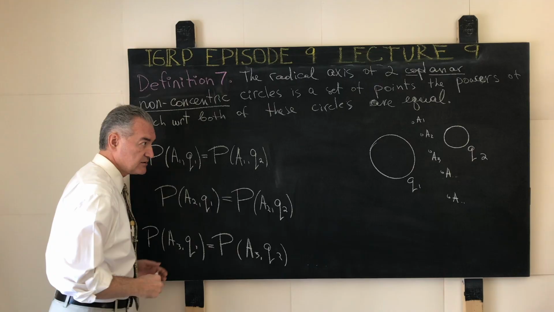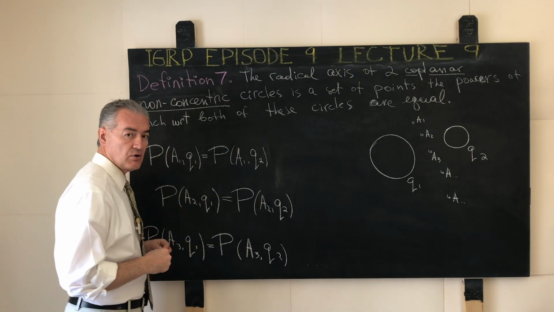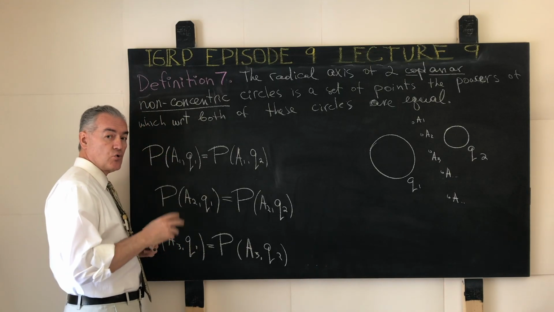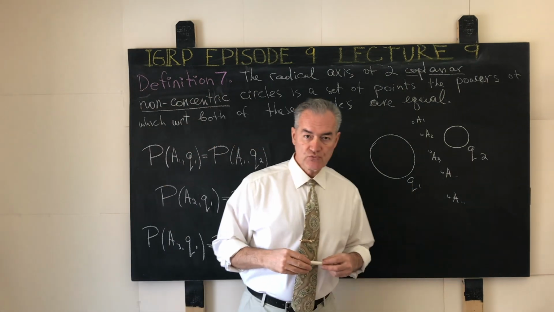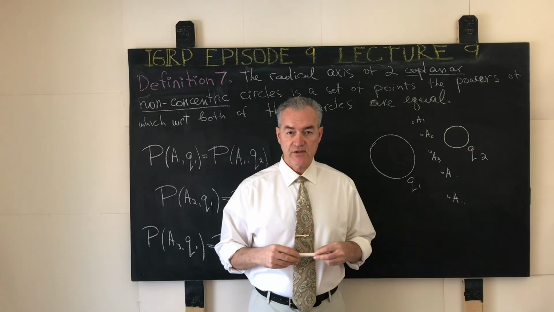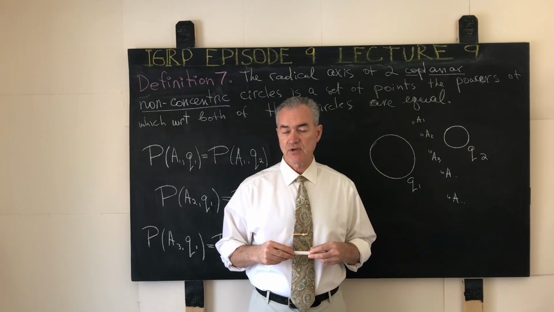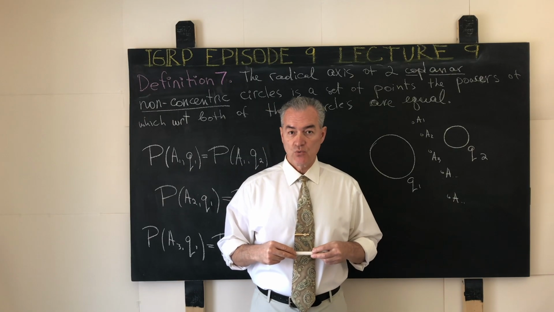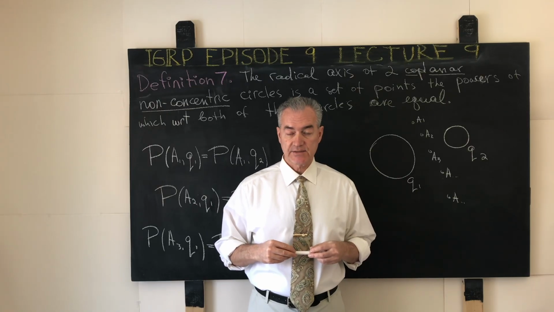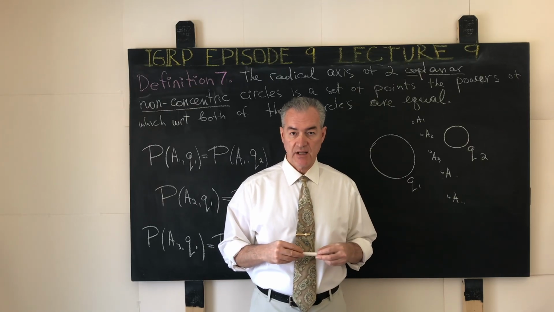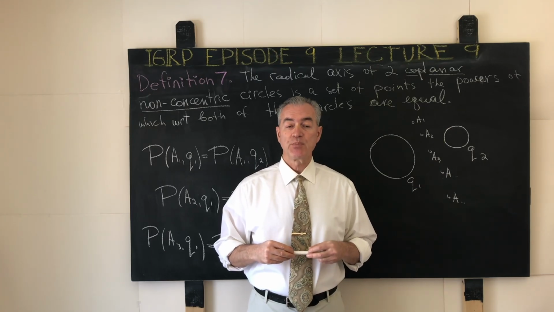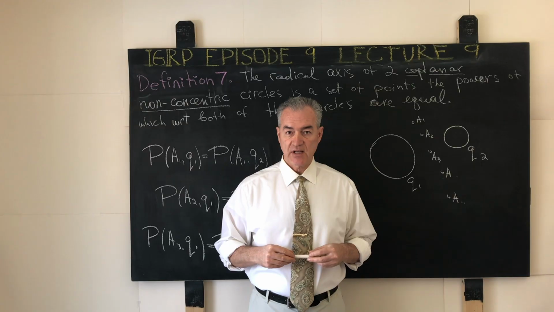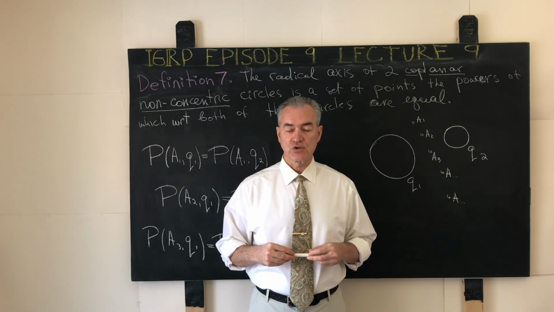Now that we understand the definition of the radical axis of two coplanar and non-concentric circles, we will prove our final theorem of the course, the theorem number 44, which claims that the radical axis of two coplanar and non-concentric circles is a straight line that is perpendicular to the straight line of centers of these circles.